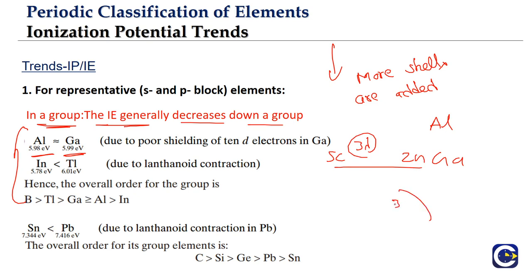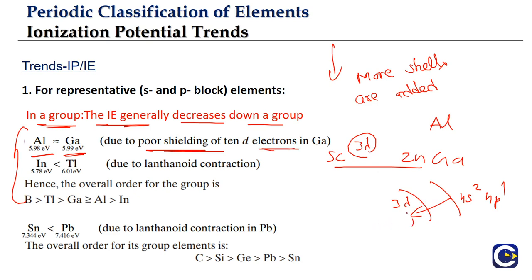So when we fill electrons into 3d, they will not be able to shield the outermost electrons that much. As a result, what happens? Because of the poor shielding effect of the 10 d electrons, and remember, gallium is just coming after the filling of the 10 d electrons, that is why in the case of the 13th group, this anomaly will be prominent.